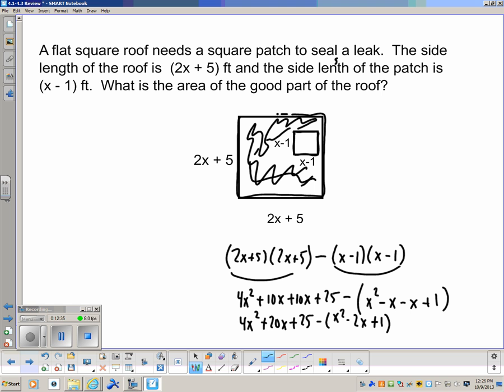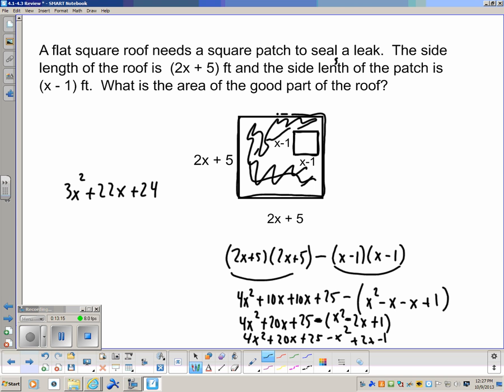Then my last thing I'm going to do is distribute that minus sign through. It's a minus everything over there, so I've got to subtract everything off. So I've got 4x squared plus 20x plus 25 minus x squared. We've got a minus and a minus in here, I get a plus 2x. And then I've got a minus and a plus 1, which gives me a minus 1. So combining my like terms, 4x squared minus x squared gives me 3x squared. I've got a 20x and a plus 2x, which gives me a plus 22x. And then 25 minus 1 is plus 24.